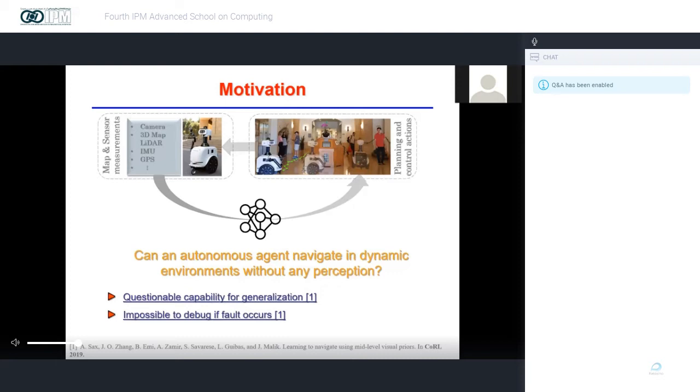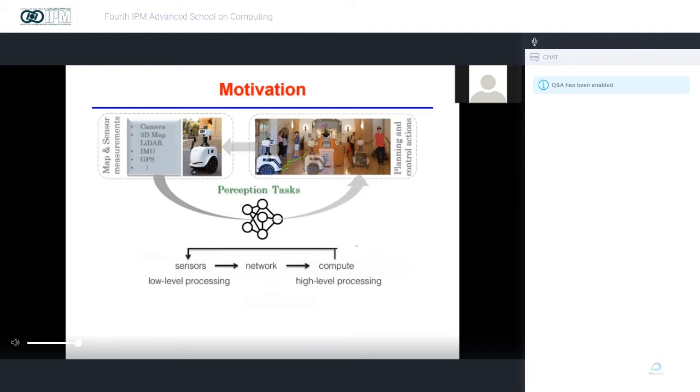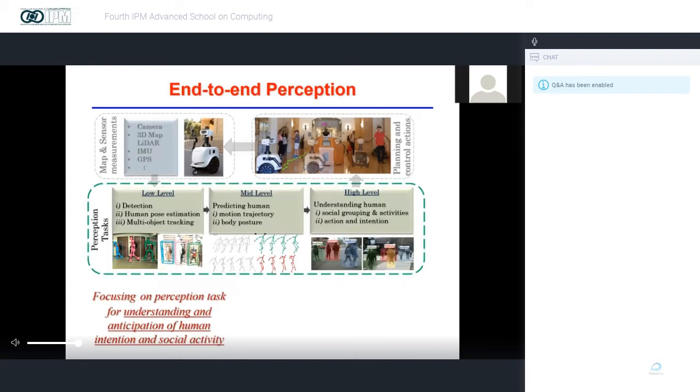And one of the targets of my team at Stanford and Monash now is to build such a system, to be able to, for example, understand human behavior directly from the sensors to high-level knowledge about human behavior, human action, and social interaction. As I said, I'm not going to go toward every possible perception we can have for the robot. I mainly focus on the perception tasks for understanding and anticipation of human intention and social activity.